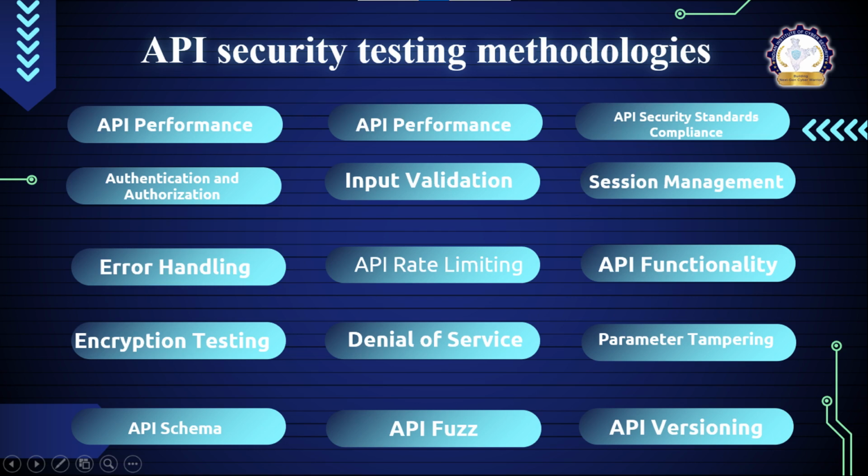And after that, we have error handling testing. This methodology involves testing the error handling mechanism of the API. It aims to ensure that error messages do not reveal sensitive information, and that they do not provide attackers with clues on how to exploit vulnerabilities.